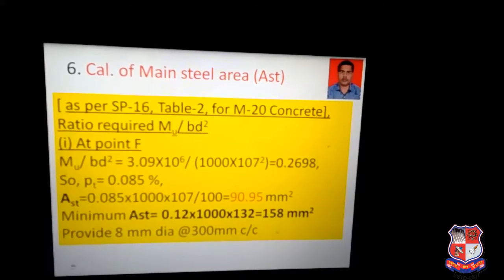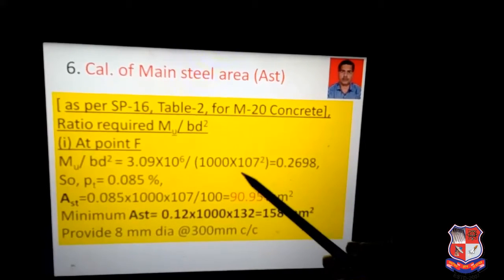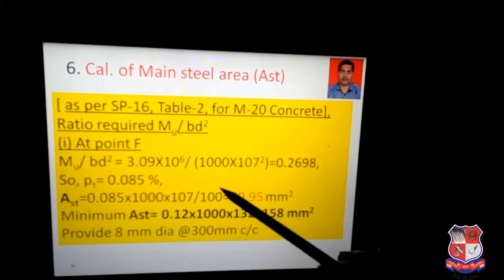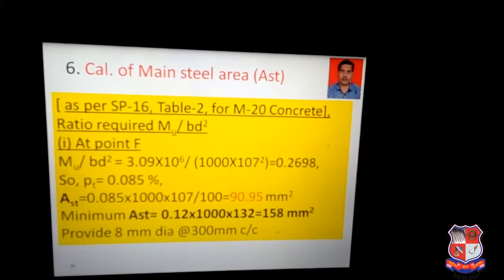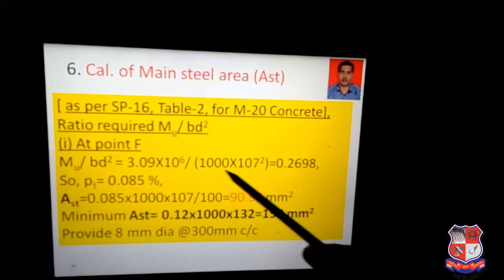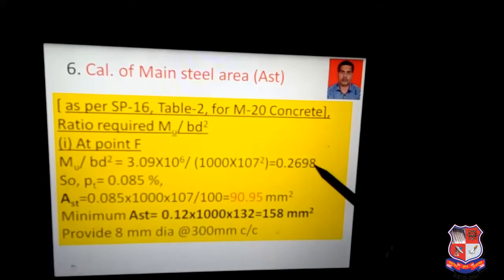Now again we have done for the point F. So the M u by b d square ratio comes 3.09. So you have seen the diagram, 3.09 for F value. Correspondingly, putting all values we get 0.2698.